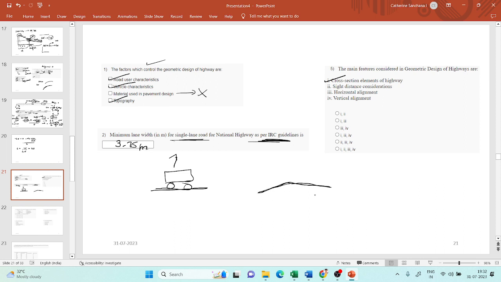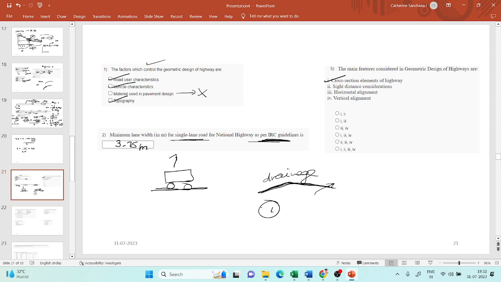This is a cross-sectional element of the highway, because when I cut across the highway, this is a physical feature that I provide for some reason. It can be for drainage, or for balancing the vehicle. So this is the camber, and this is one cross-sectional element.